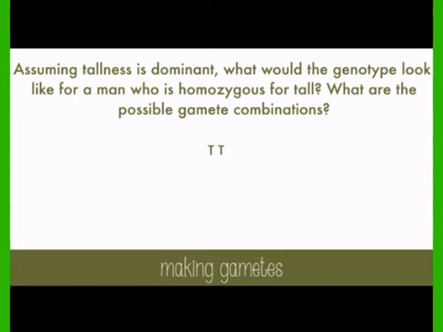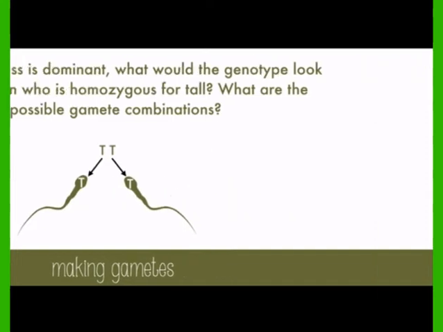When gametes form, only half of the DNA is in each cell, so only 1 allele can go to each of the sperm that are formed. There's only one possible gamete combination in this case, capital T, the tallness gene. But let's try another case.